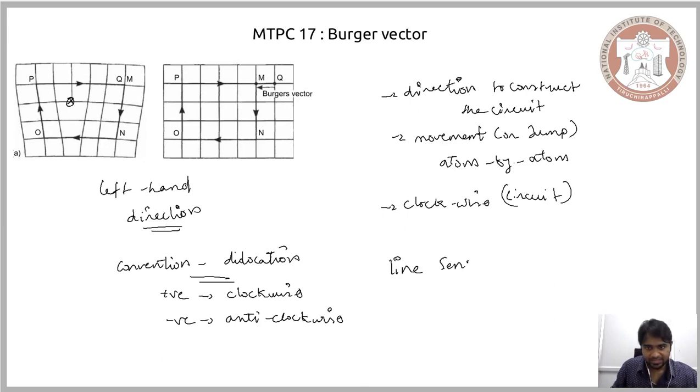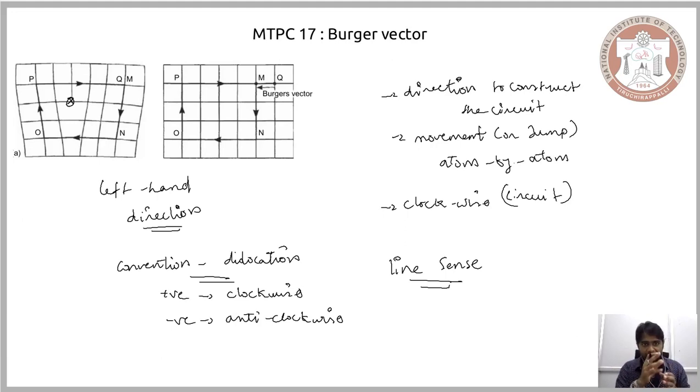Line sense is a convention that helps you distinguish the positive edge dislocation from the negative edge dislocation. Depending on where you find the extra layer of atoms, and depending on how the dislocation line distinguishes your particular category of dislocation, be it edge dislocation or screw dislocation, you will be assigning the paths that you take in order to construct the Burgers circuit.